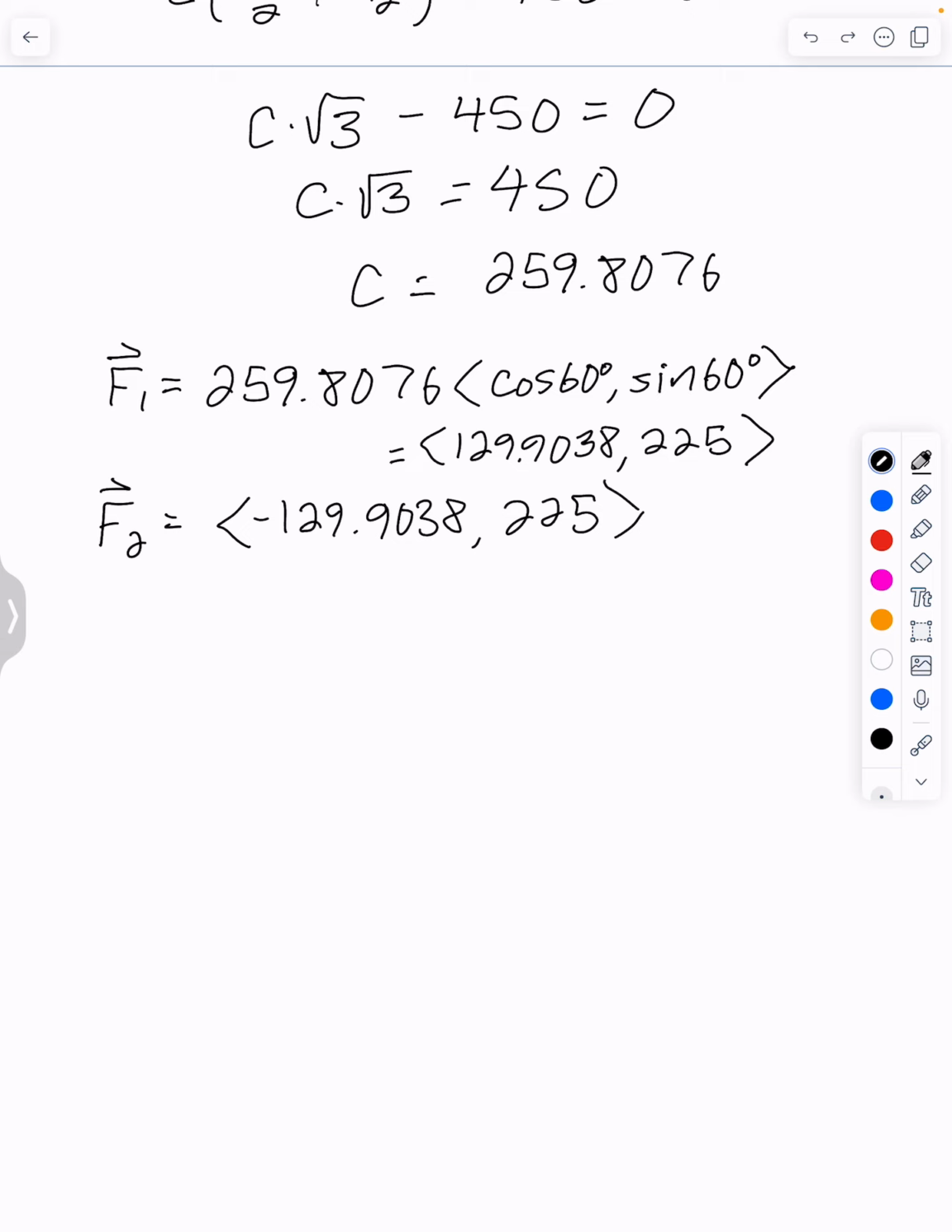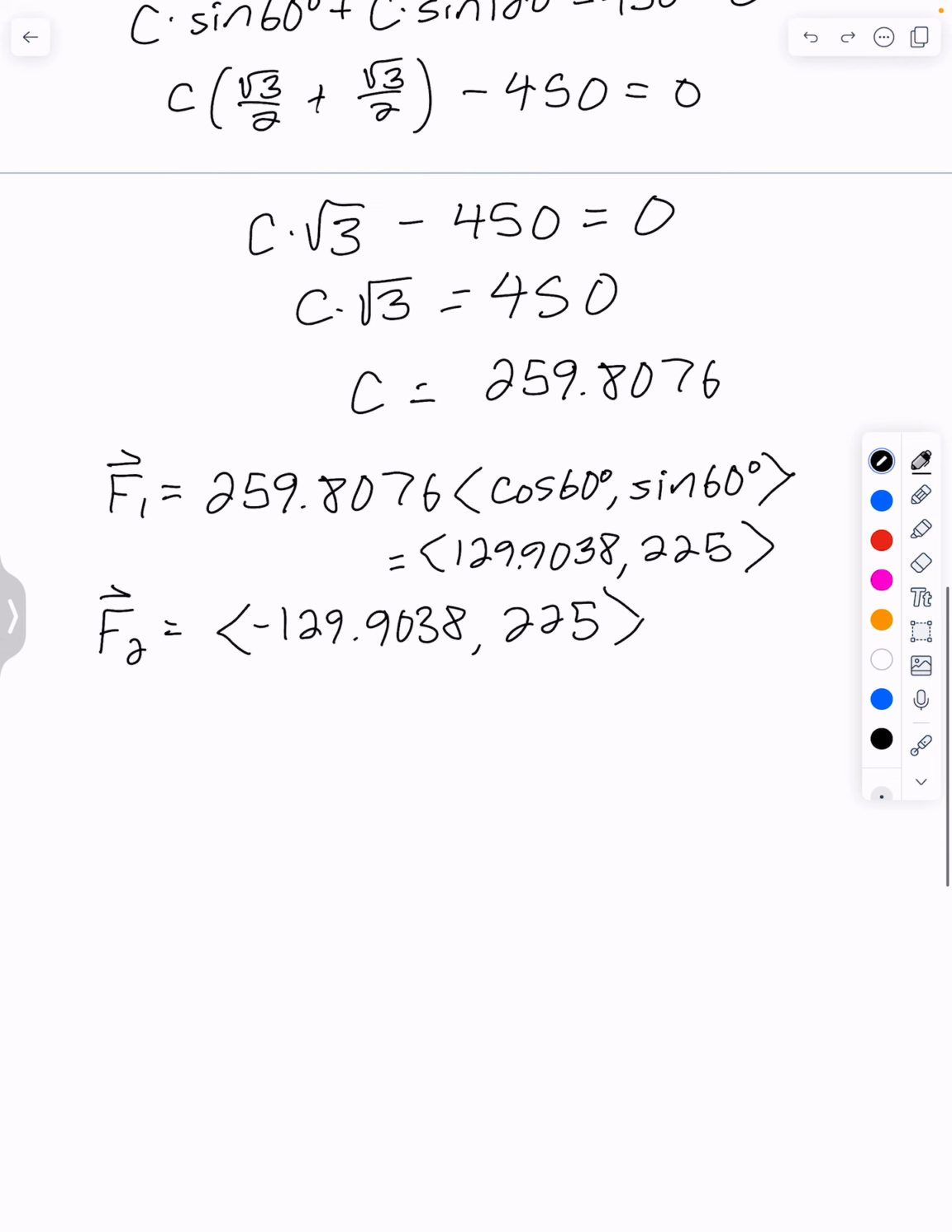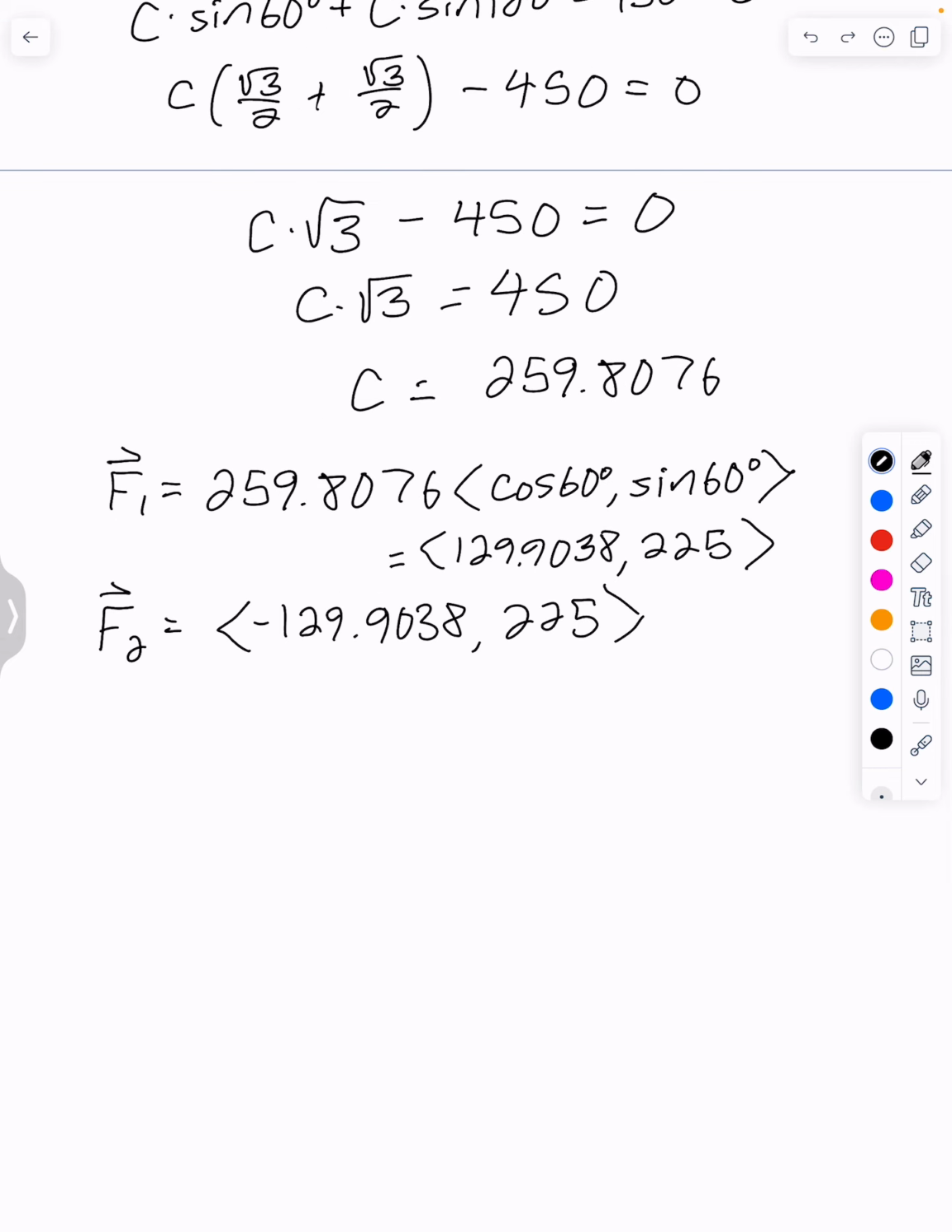That's the wrong problem. Give me one sec. The force each chain must be able to support is, okay, so what we do now is the force is actually right here. If you were to take the magnitude of that force, you would get that. So the answer should be 259.807.